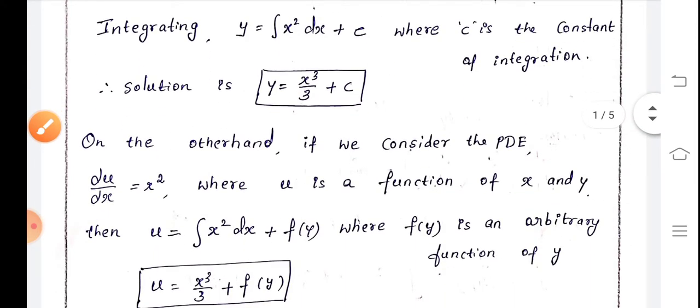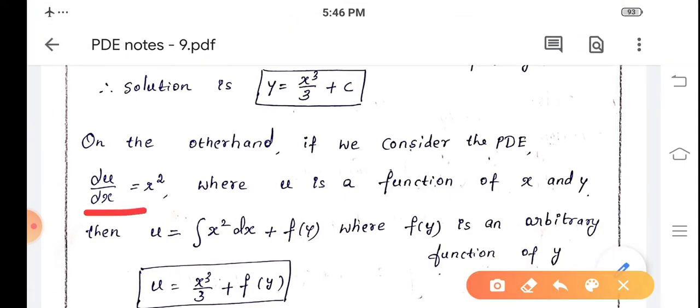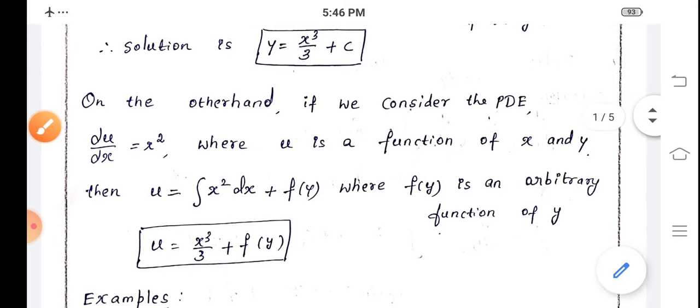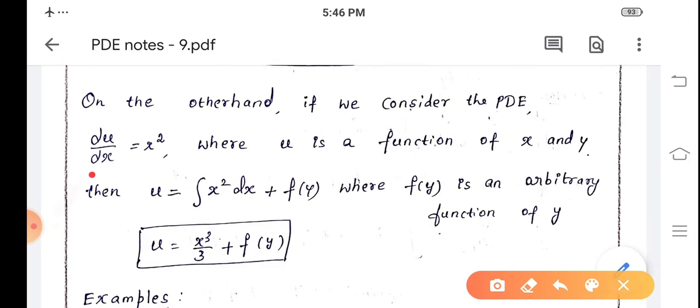Now let us see how we can find the solution of partial differential equations. Suppose we consider the equation dou u by dou x equal to x square, where u is a function of x and y. Now the solution of this partial differential equation is u is equal to integration of x square with respect to x, that is integration of x square dx plus f of y.